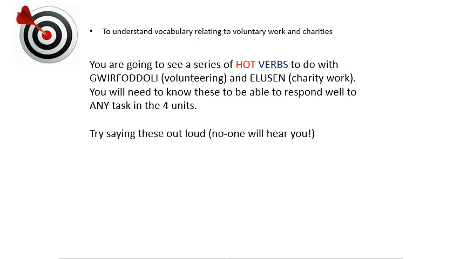Okay, hopefully you did that starter activity. Now we are going to look at some hot verbs, some important verbs that are really useful for this topic, and they will help you when you're responding to any of the tasks, in any of the 4 units. Okay, so the verbs are to do with gwirfoddoli, which is volunteering, and elusen, which is charity work.